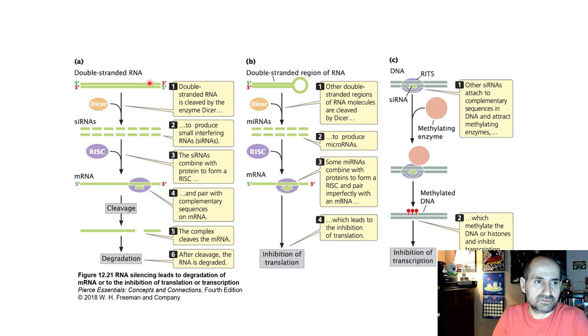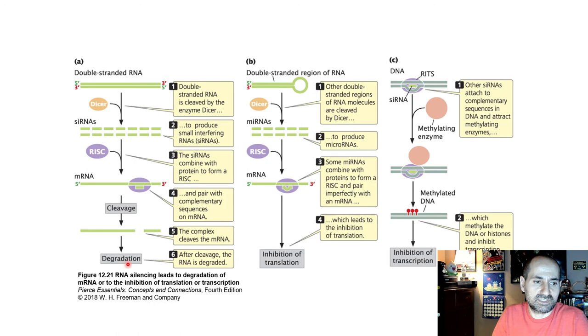Same thing with small interfering RNAs. This is when you have double-strand DNA. It gets cleaved by dicer, associated with the RISC complex. And again, any mRNA transcripts in the cell with a similar sequence to that short piece of RNA attached to the RISC complex will become cleaved, right? So now you've cleaved it at the 3' end. You've cleaved the mRNA, and that leads to rapid degradation of the mRNA.